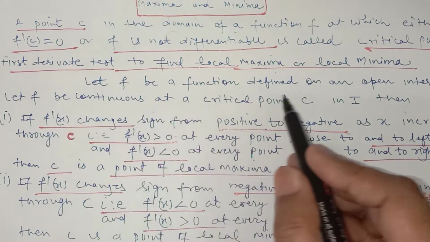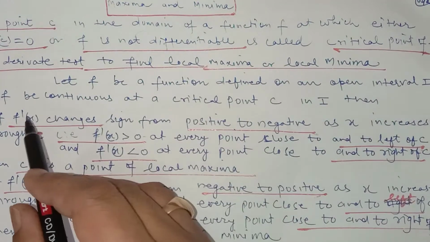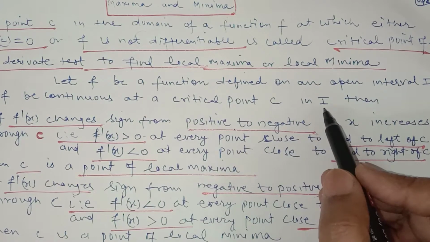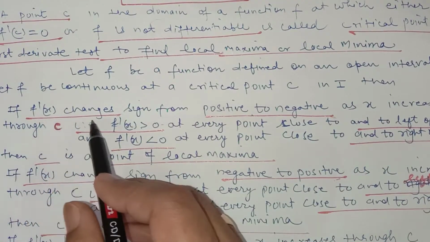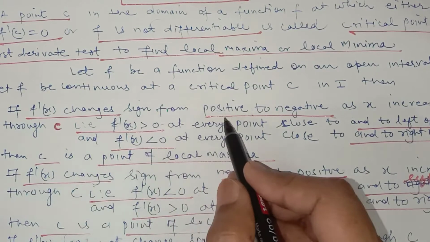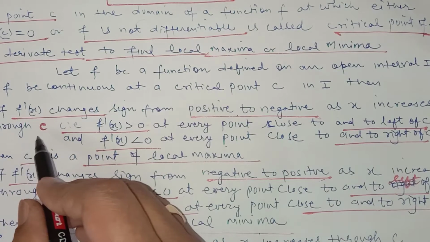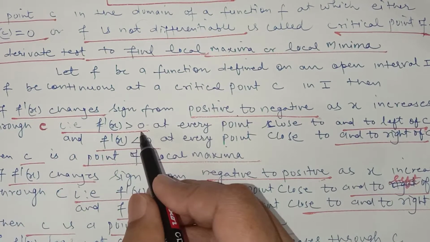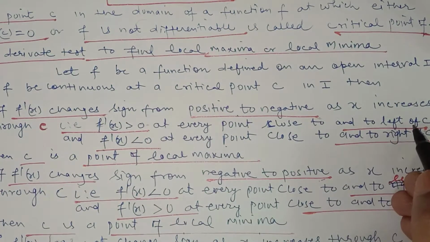Let f be a function defined on an open interval I. Let f be continuous at the critical point C in the given interval I. Then, if f dash x changes sign from positive to negative as x increases through C, that is, the first derivative of the function is greater than 0 at every point close to and to the left of C.